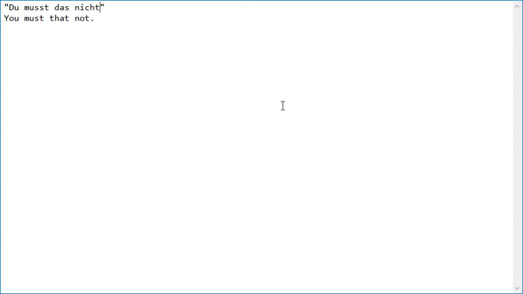First of all, the wording here is a bit strange. I mean, obviously, in English, you would say, you must not do that, or something like that. But okay, that aside, what do you suppose Du musst das nicht actually means in German? If you assume that it has the same meaning as in English, you would think, okay, that's prohibited, like I'm not allowed to do that, or for some reason I really, really shouldn't do that because something bad might happen if I do it.